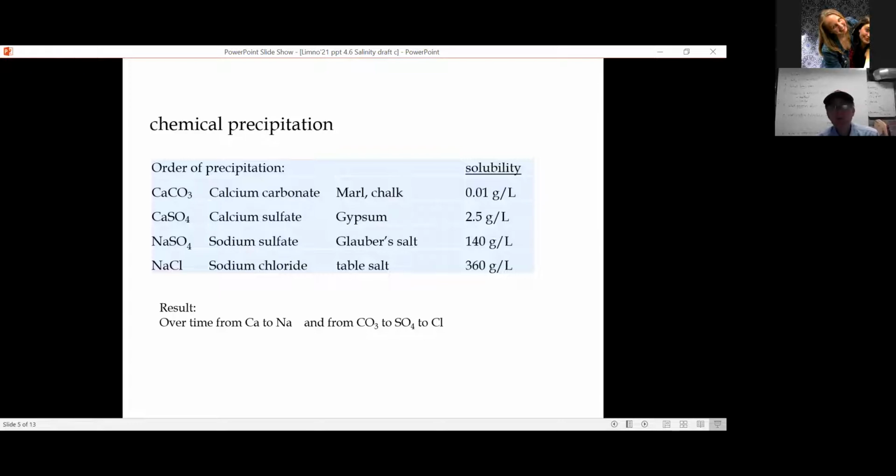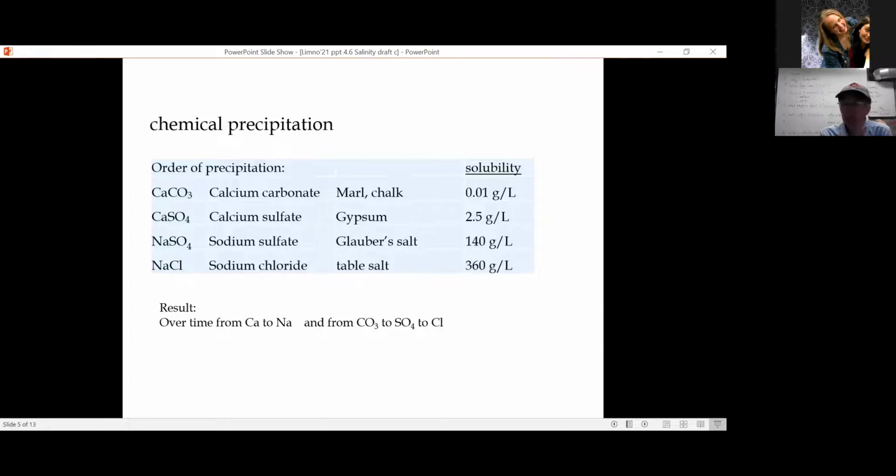So the ocean is not dominated by calcium carbonate. The salinity of the ocean and many saline lakes of similar salinity are not dominated by calcium carbonate. They're dominated by sodium chloride. And why is that? Well, the big reason is because sodium chloride is much more soluble in water.